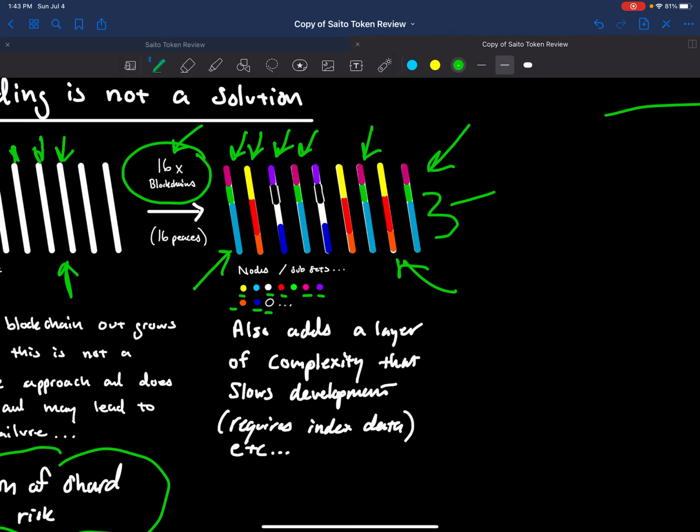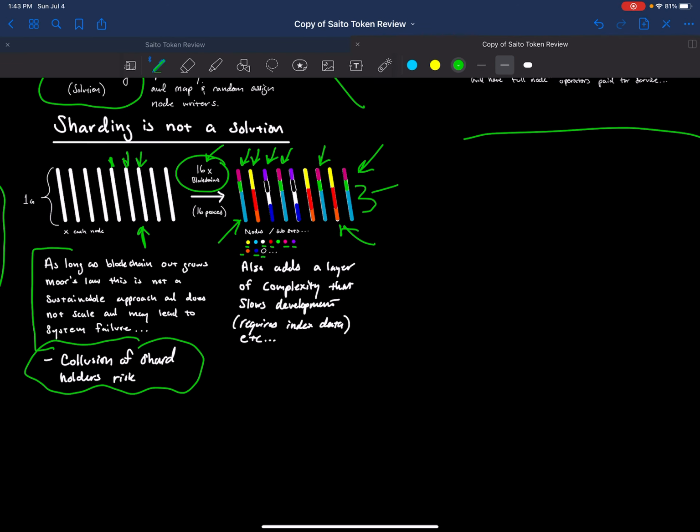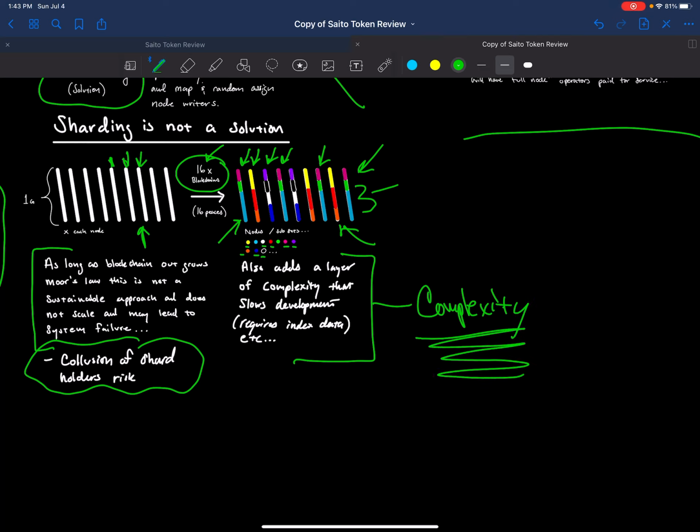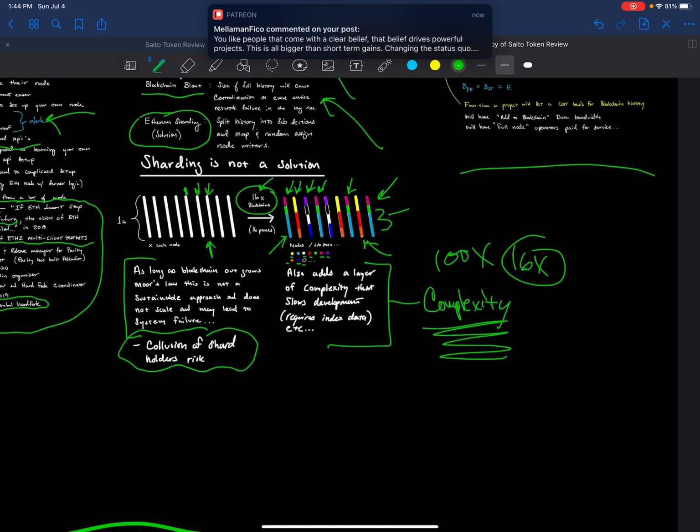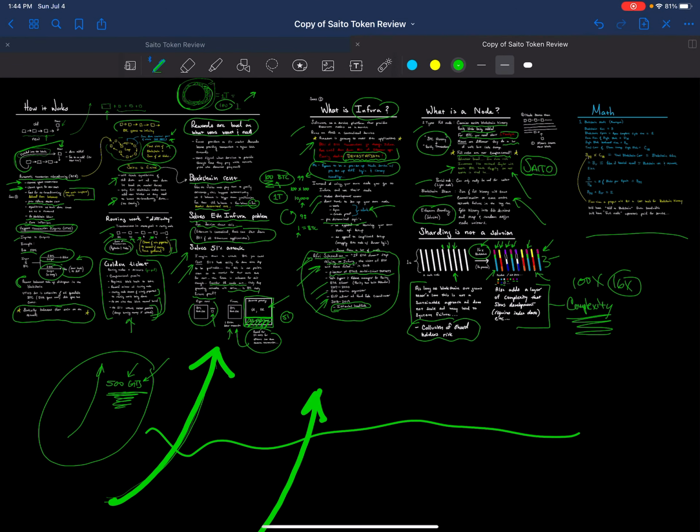Another thing with sharding is it adds a huge layer of complexity. It makes it much more complex to get that Ethereum full node history. It also adds ambiguity, and it makes the whole thing probably 100 times more complex. And you're only getting about a 16x scale, which is not a permanent solution, guys.